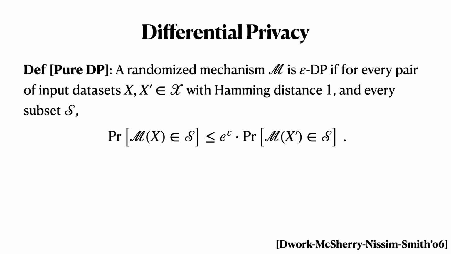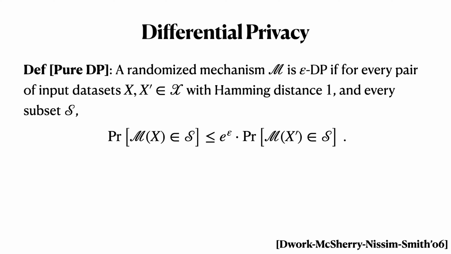Formally, the notion of privacy that we consider is that of differential privacy. A mechanism is pure differentially private if for every pair of input datasets x and x prime, which have Hamming distance 1, or which differ on a single point or a single individual, we have that the output doesn't change too much under x versus x prime. And specifically, for every subset S of the outputs, the probability that the mechanism outputs something in S is within an e to the epsilon factor when I run the mechanism on x versus on x prime.